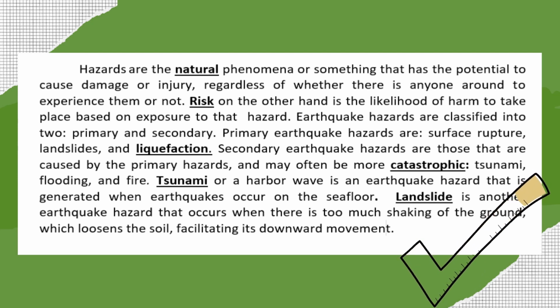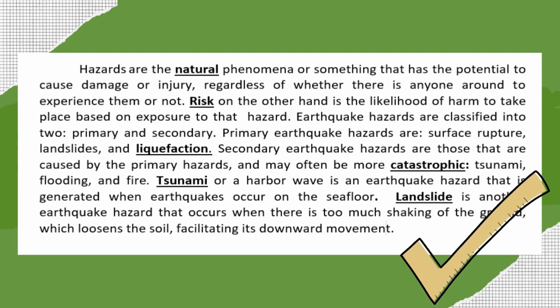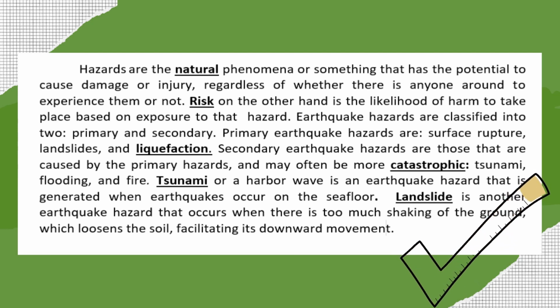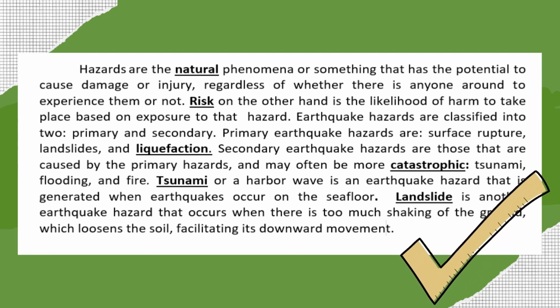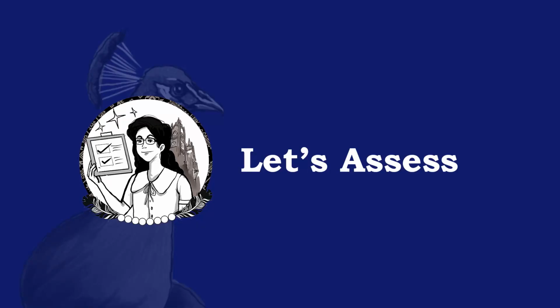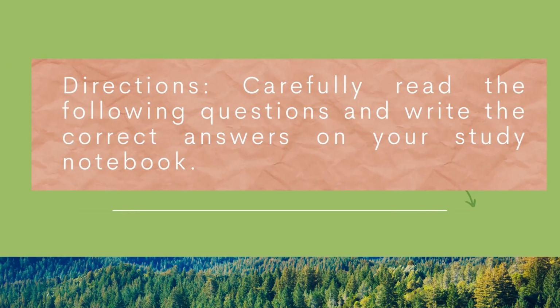Tsunami, flooding, and fire. Tsunami or a harbor wave is an earthquake hazard that is generated when earthquakes occur on the seafloor. Landslide is another earthquake hazard that occurs when there is too much shaking on the ground which loosens the soil, facilitating its downward movement. Now, let's go back to the question posted at the beginning of our lesson and review your answer. Here are the directions. Carefully read the following questions and write the correct answers on your study notebook.